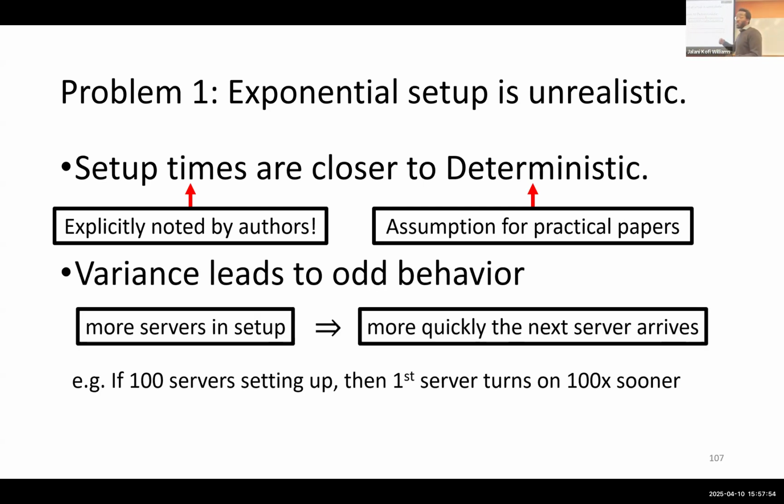The other thing that's unrealistic about exponential setup times is that this variance leads to odd behavior. The more servers that you have in setup, the more quickly the next server ends up finishing setup. This is just a property of the memoryless property of exponentials. If you have 100 exponentials and you're waiting for the minimum of 100 exponentials, that ends up happening 100 times faster than if you were just looking at one.